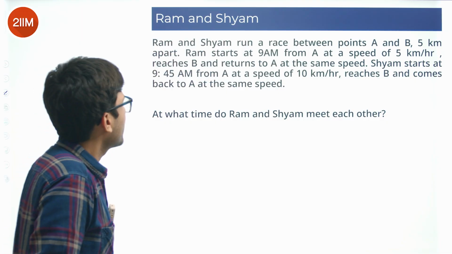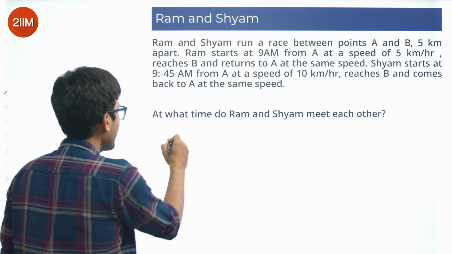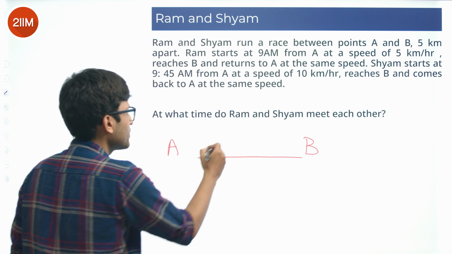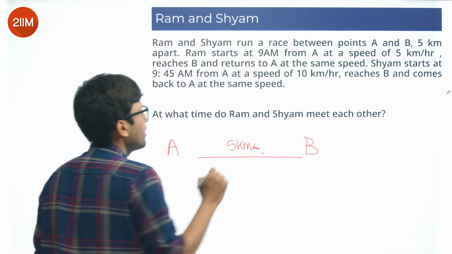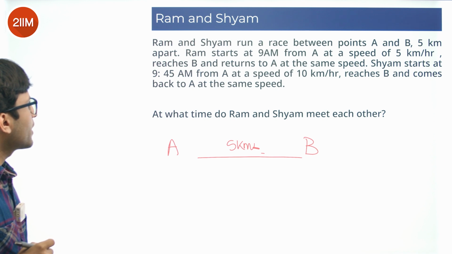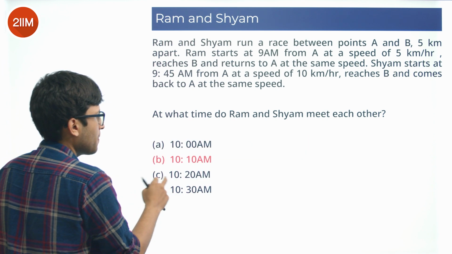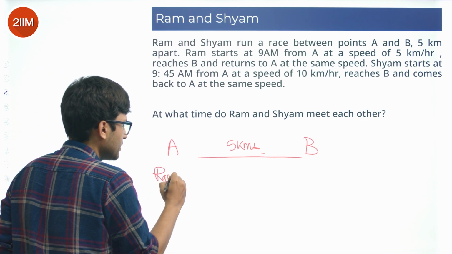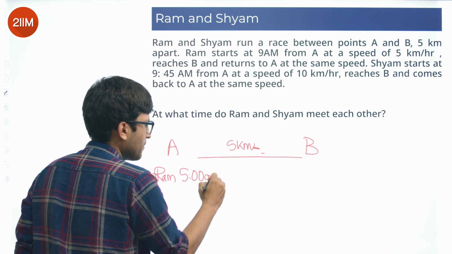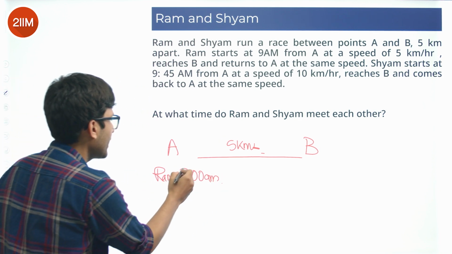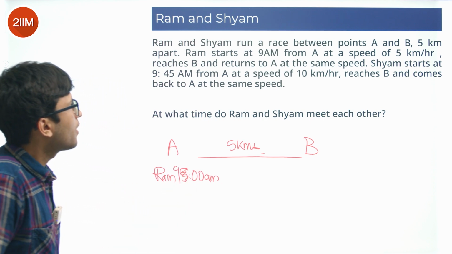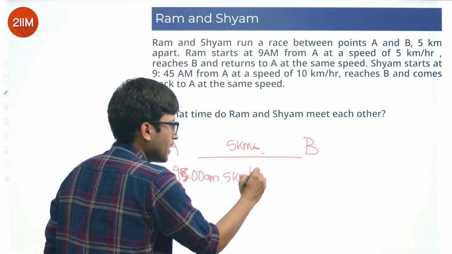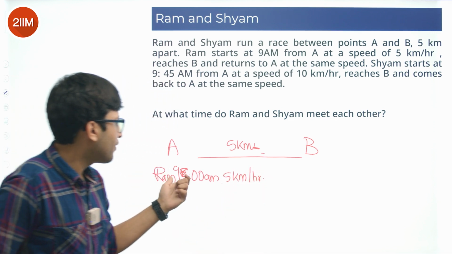Ram and Sham run from point A to point B, which is 5 kilometers apart. So A and B are 5 kilometers apart. Ram starts at 9 a.m. at 5 kilometers per hour. So that means Ram would be in 1 hour.